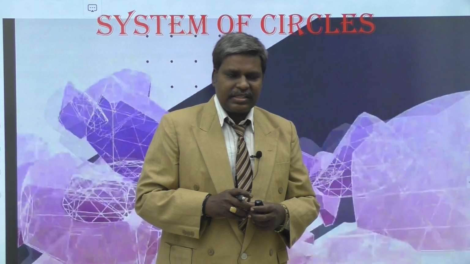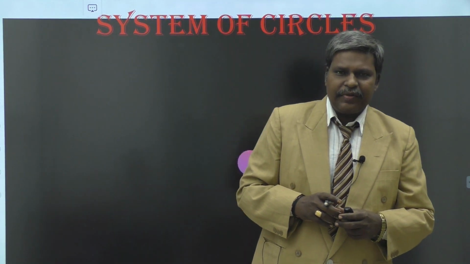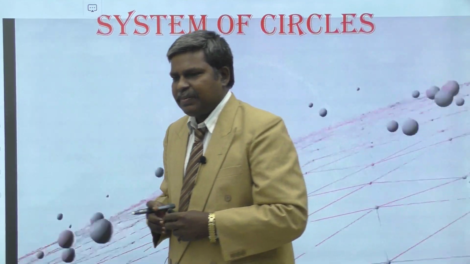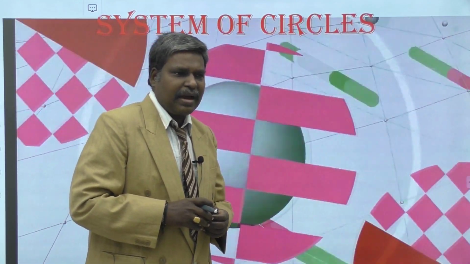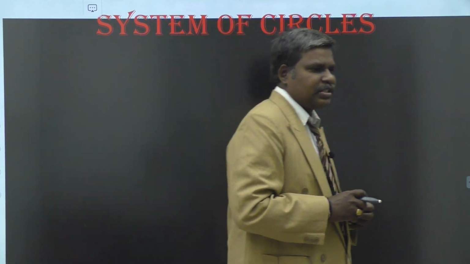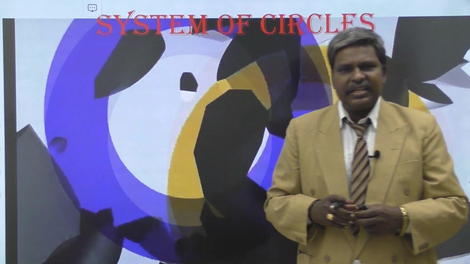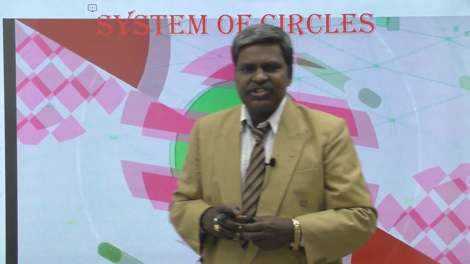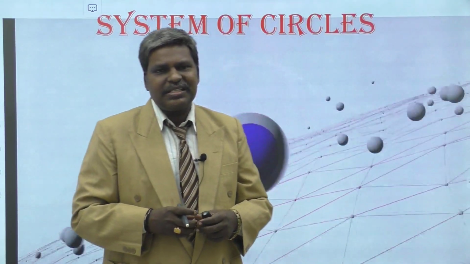Consider the two circles S is equal to 0 and S dash equal to 0. If theta is angle between them, then cos theta is obtained by the formula cos theta is equals to C plus C dash minus 2 times of GG dash plus FF dash by 2 R1 R2. If they are intersecting each other orthogonally, the condition is C plus C dash is equal to 2 times of GG dash plus FF dash.